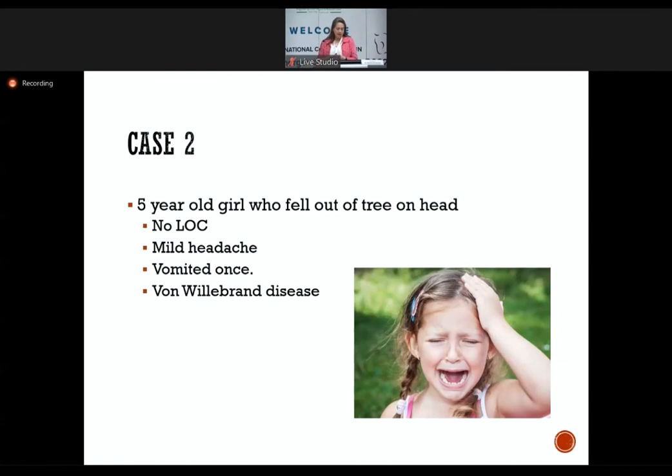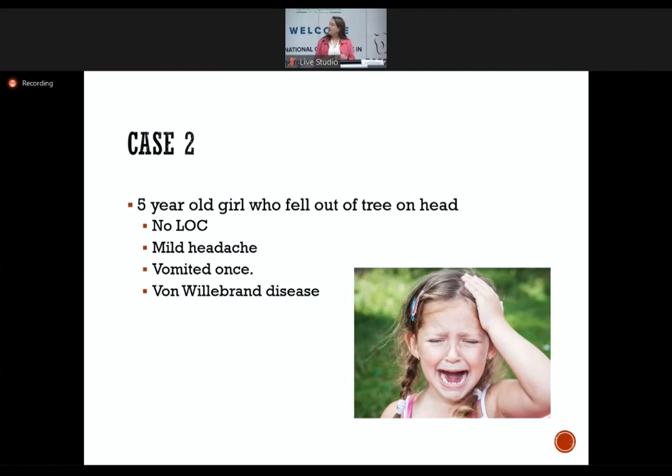In our second child, here is a 5-year-old who fell out of a tree on her head. She didn't have any LOC. She did complain of a headache, which she said was mild. She had vomited. But importantly, this child has von Willebrand's disease, a condition which might increase her risk of bleeding. Is that going to change your approach to the evaluation?